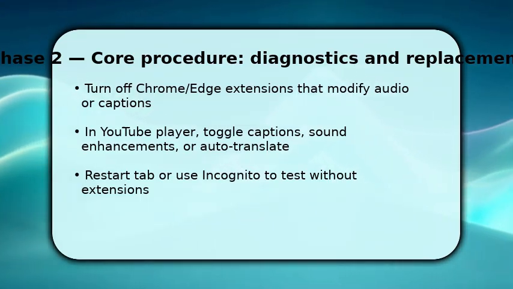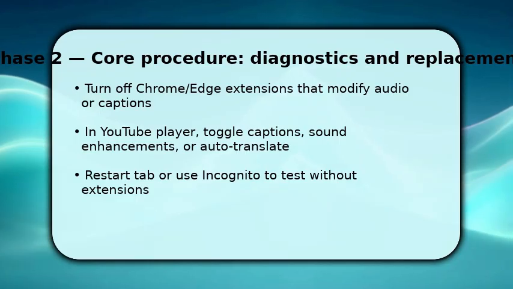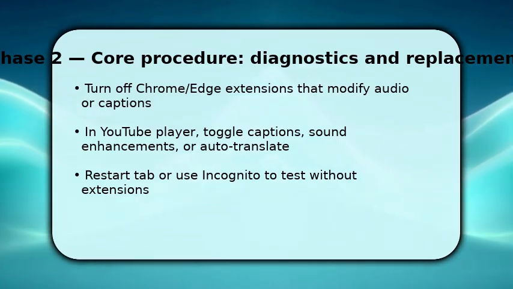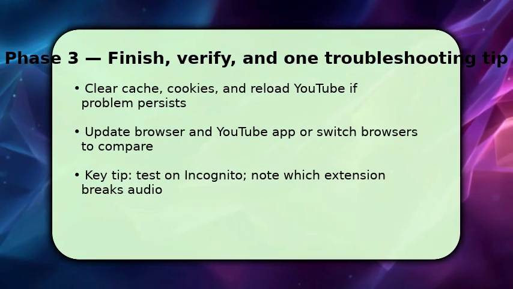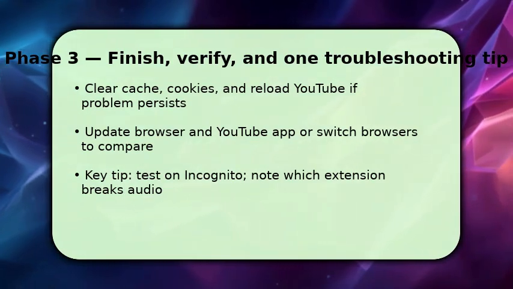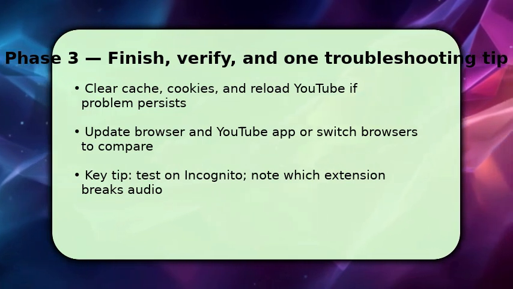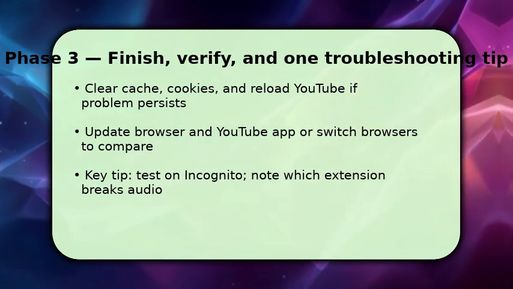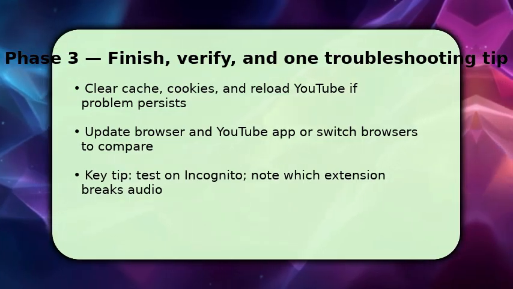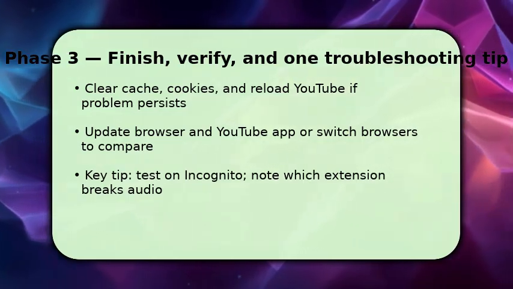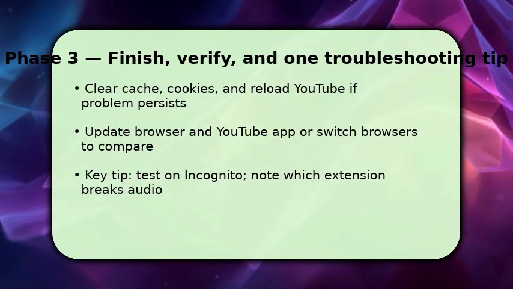Make sure to test finish by clearing your browser cache and cookies, then reload YouTube. This removes stale settings that force audio quirks. If auto-dubbing continues, update your browser and any audio or caption extensions, or try a different browser to compare behavior. Make sure you sign out and back into YouTube if account settings persist.